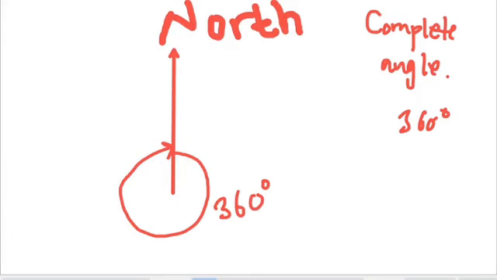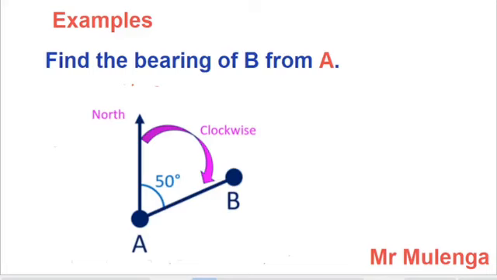So we are done looking at some of the triangles and the angles that are associated with bearings. Let us now look at some of the examples. So this is our first example, example 1.